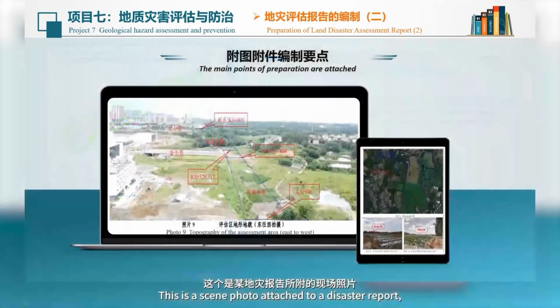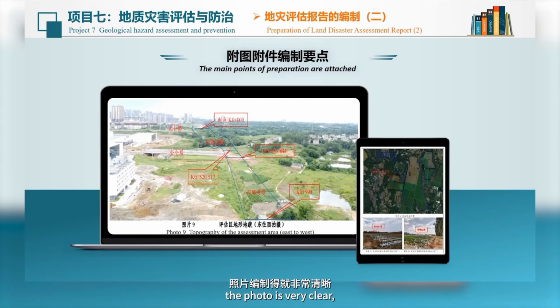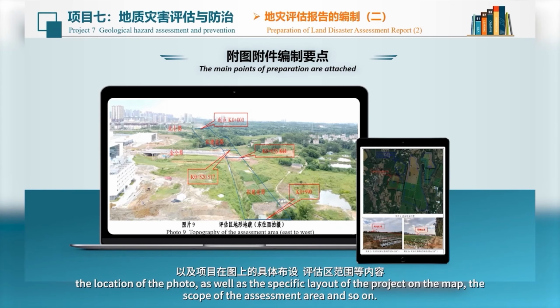This is a scene photo attached to a disaster report. The photo is very clear, indicating the angle of shooting, the location of the photo, as well as the specific layout of the project on the map, the scope of the assessment area, and so on.